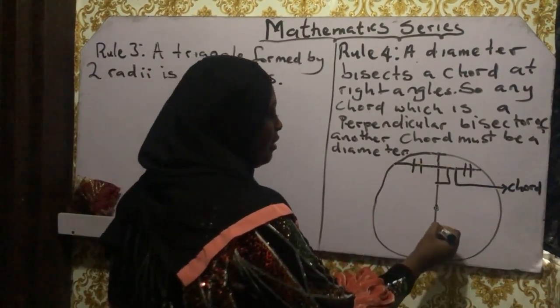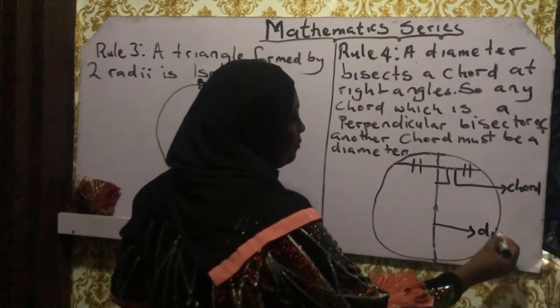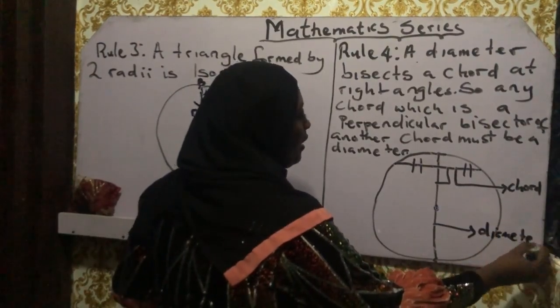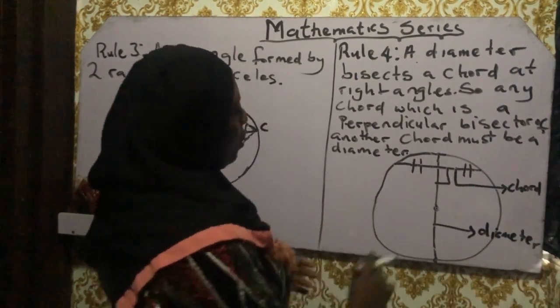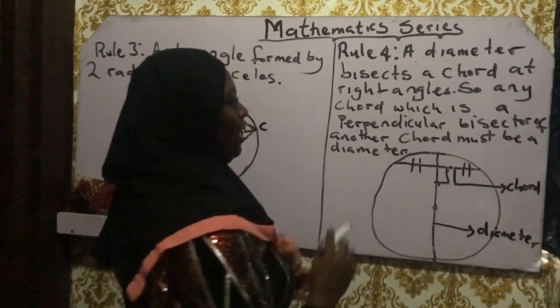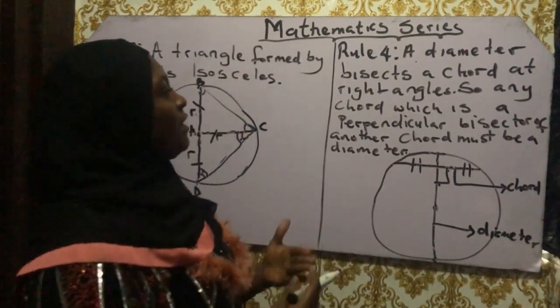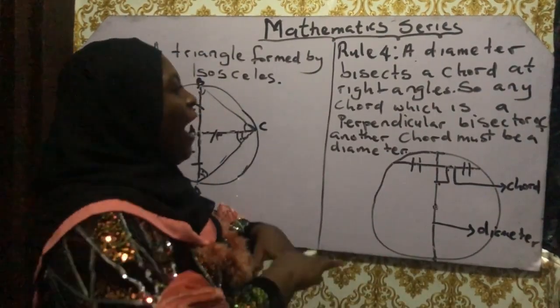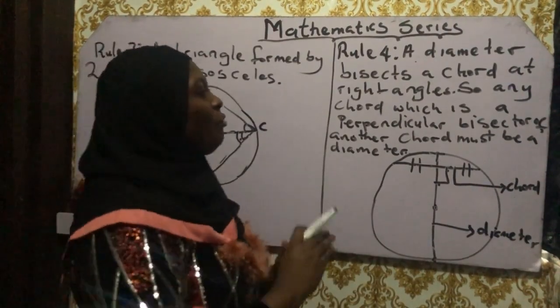So this is a diameter, and it bisects this chord. So it bisects this chord at right angle. So here you have angle 90. So a diameter bisects a chord at right angle. So any chord which is a perpendicular bisector.